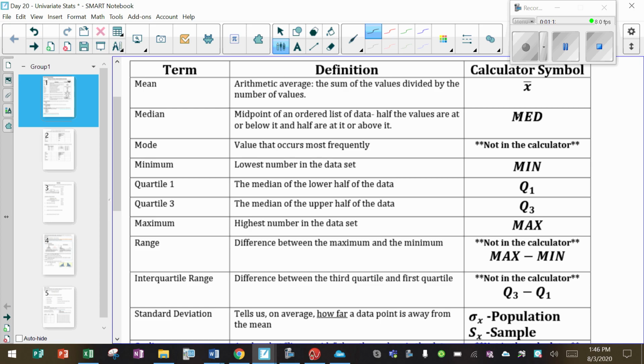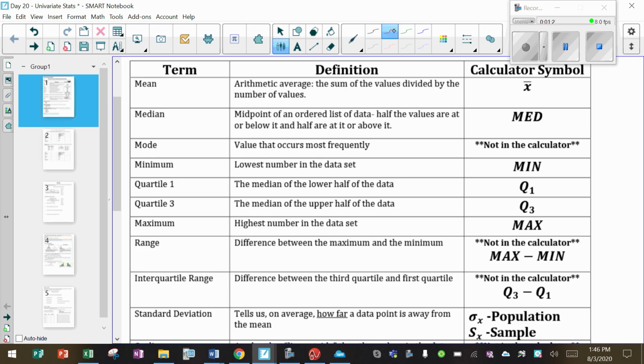And mode rhymes with most. Mode and most sound the same. Mode is the value that occurs most frequently. It's the most common score. Minimum, exactly what you might guess, is the lowest number in the data set.